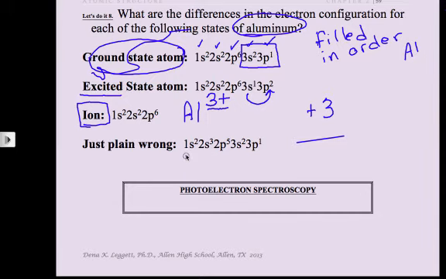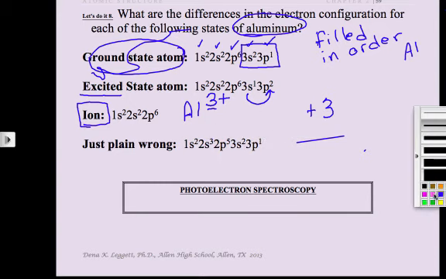Now, this is showing you one that's just plain wrong. And I want you to take a look at why. We have 1s2. Now, this 2p5 would be okay because you would think, maybe it's just an excited state. Maybe one of the 2p's went to the 3p. That portion would be just as if it was an excited state, if that's all there was. But there's a bigger problem here that tells us that it is not simply an excited state.